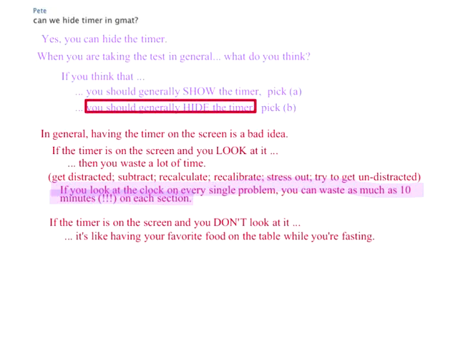So in general, having a timer is bad. If it's on the screen and you look at it all the time, it's bad. If it's on the screen and you don't look at it, it's a different kind of bad. So you should generally hide the timer. How often should you look at it? Not very often. You shouldn't have to look at it more often than every, say, 5 to 10 problems.